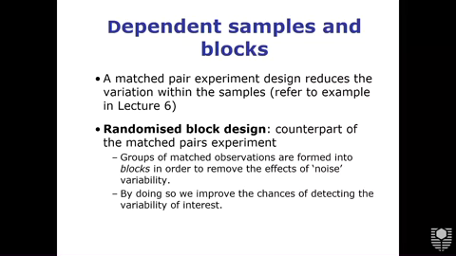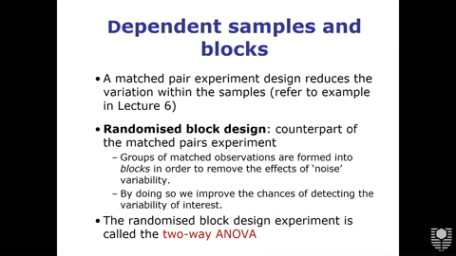So here, a group of matched observations are framed into blocks in order to remove the noise variability. There are a lot of techniques in the software, guys, to reduce the noise variability. But we want to see the base or traditional way to reduce noise variability, which is the randomized block design. By doing so, we improve the chance of detecting the variability of interest. That's what we are going to see, how this model detects the variability of interest, right?